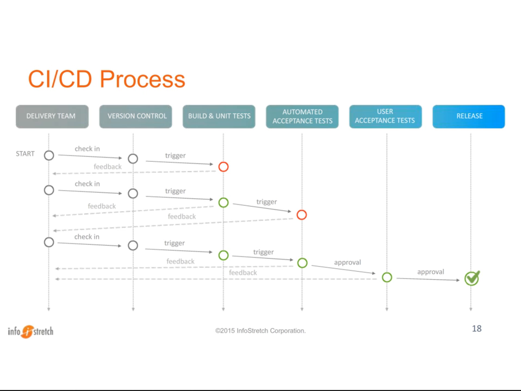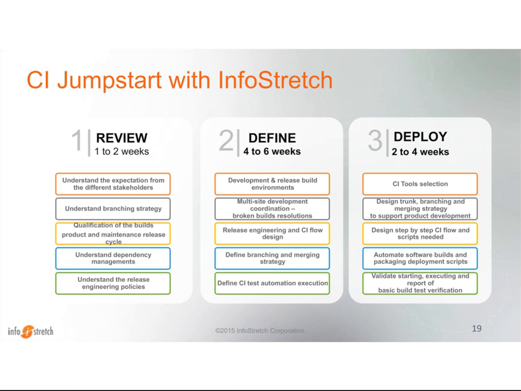Now, how do I get to this CI/CD process, right? What are the different stages to get to this CI/CD project? So the approach that we have taken here at InfoStretch is a jumpstart program where within 2 to 3 months we get to this CI/CD process and help organizations reduce their execution times and get the applications faster to the market. This jumpstart program is divided into 3 phases.